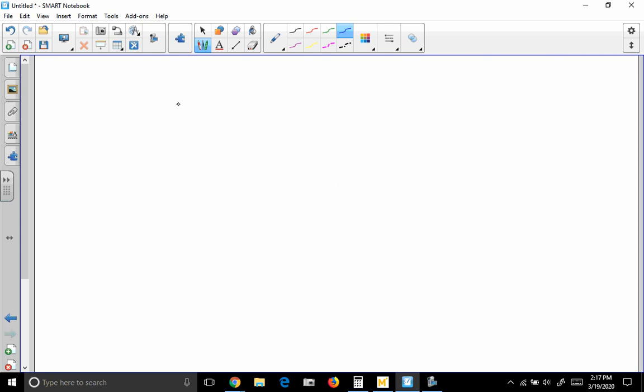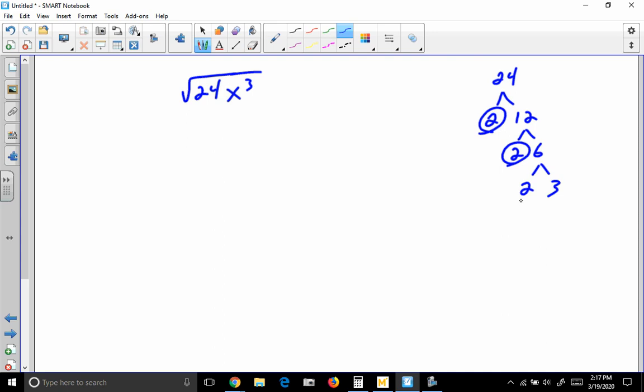As we get into larger numbers, it's not always obvious what the greatest factor is that's a perfect square, and especially with variables. So with 24, let's factor it into its prime factorization. 2 times 12. 12 is 2 times 6. 6 is 2 times 3. So underneath the radical, we have three 2's and a 3. x cubed, we could write as x times x times x.